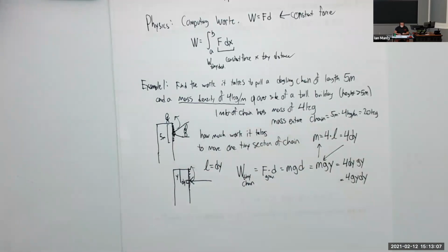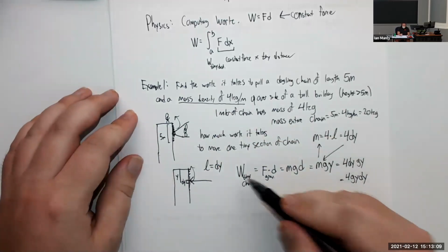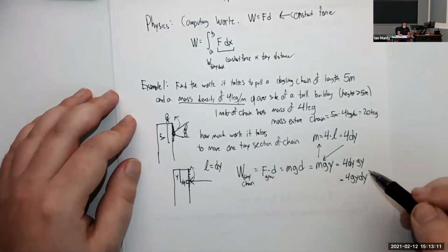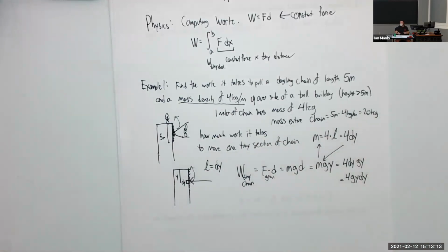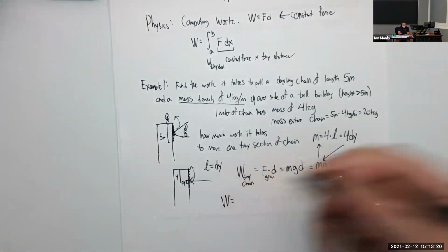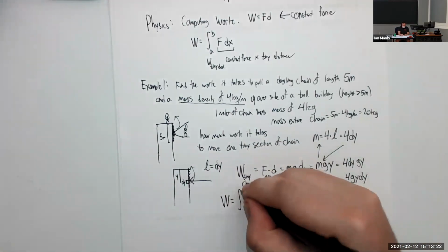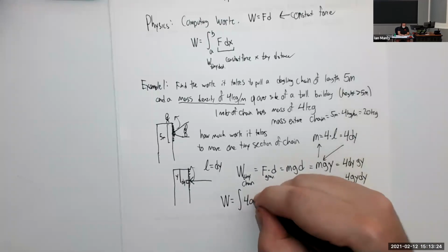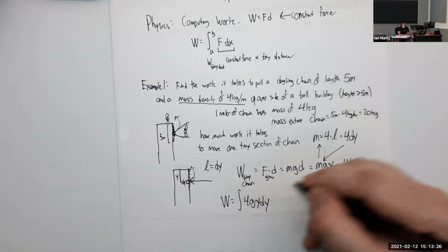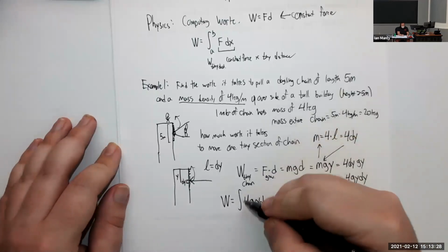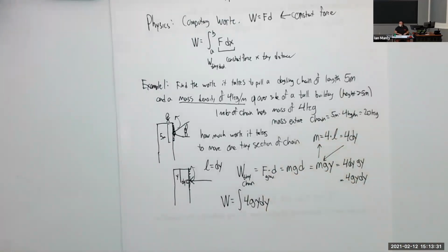All right. So now that we've done the work on one tiny piece of chain, we're going to add together all of the work for all of these little pieces of chain. And that's going to give us our total work. So our work W, like it's just going to be a total, is going to be an integral because we're adding all of these together. Okay, now let me ask you this. What do you think the bounds of this integral are going to be?